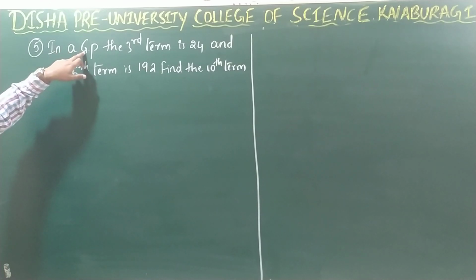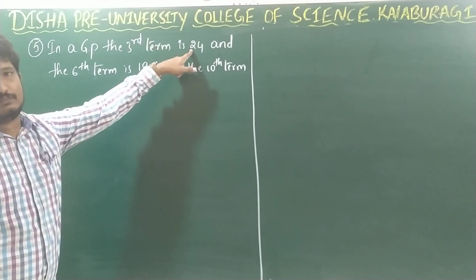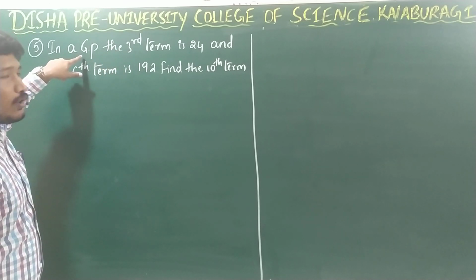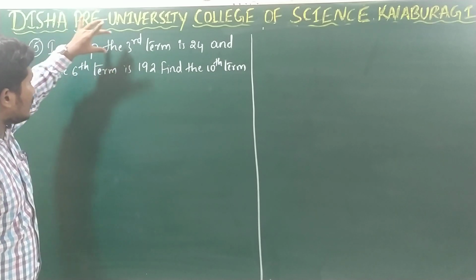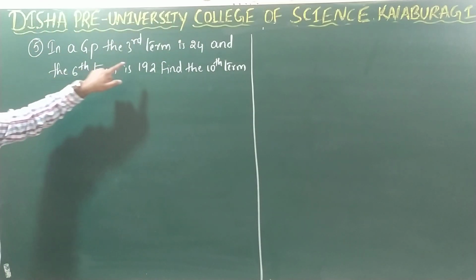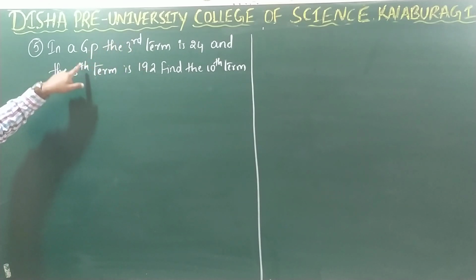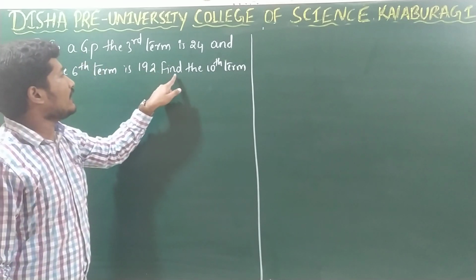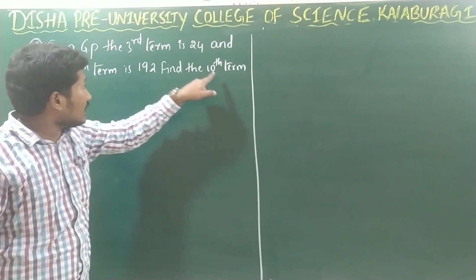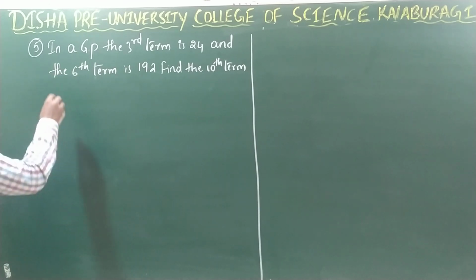In a geometric progression, the third term is 24. Third term in the sense A3, right? So we are given what? In the geometric progression the third term is 24 and sixth term is 192, right? We are given the third term as well as sixth term of the GP. Find the 10th term. What we have to find out? We have to find out the 10th term of the GP. 10th term in the sense A10, right? So let us solve this.